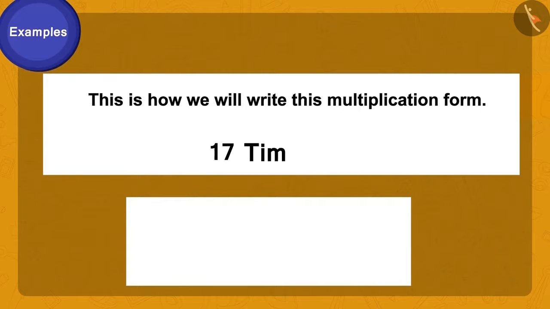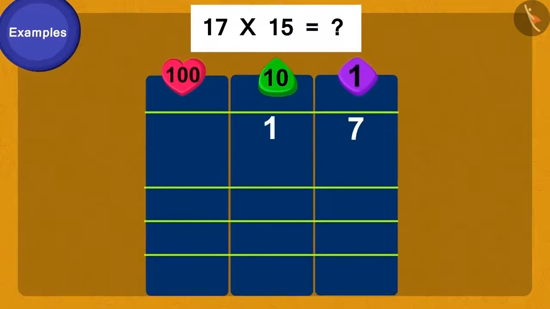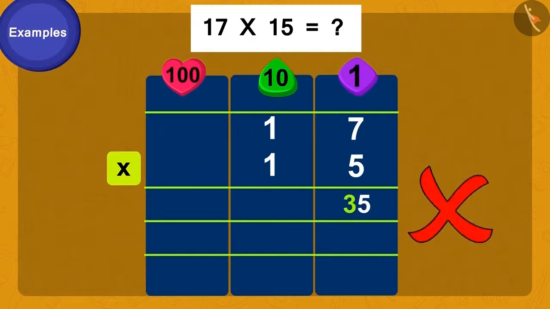This time, let's learn to perform this multiplication using a different process. First, we will write multiplication this way. Now, we will multiply 5 of 15 by 7 of 17. Did you get it? 35. Can we write both the digits of 35 as a single digit number? No. So, what shall we do now?